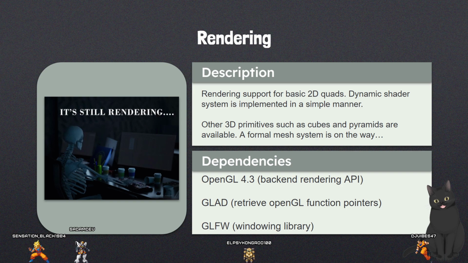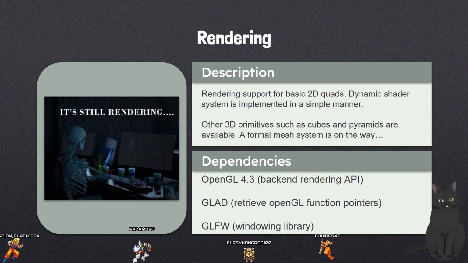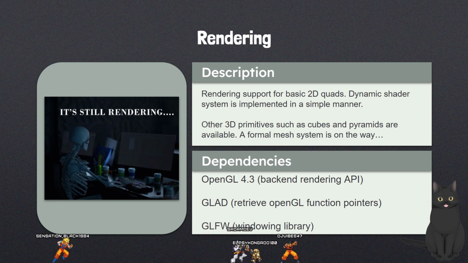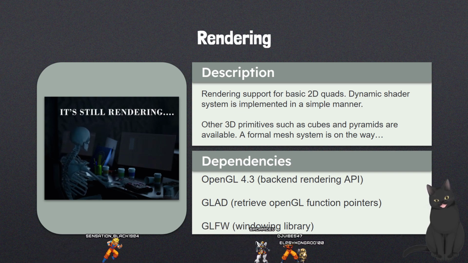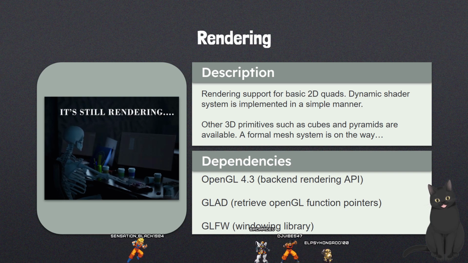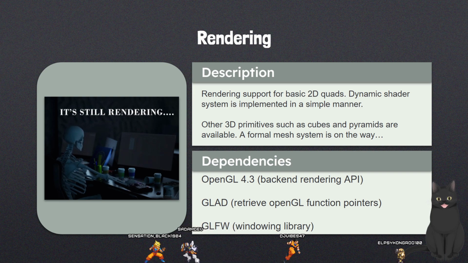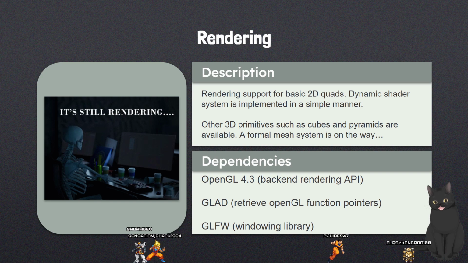But yeah, the backend uses OpenGL 4.3, GLAD, and GLFW. GLAD basically retrieves function pointers from the graphics card to be able to run OpenGL. And GLFW is just the windowing library that allows you to handle input, open a window, and a few other things, but it's mainly the context in which the engine lives, or the editor or the runtime or whatnot.